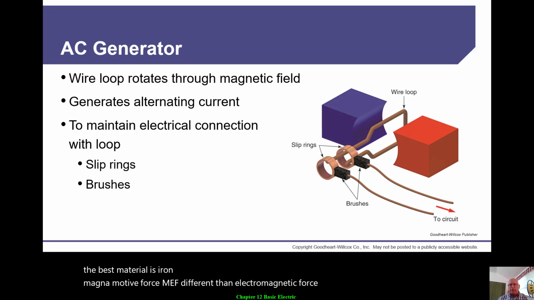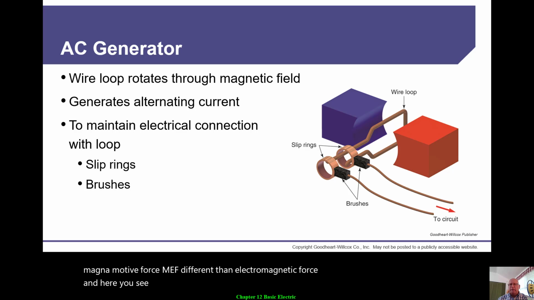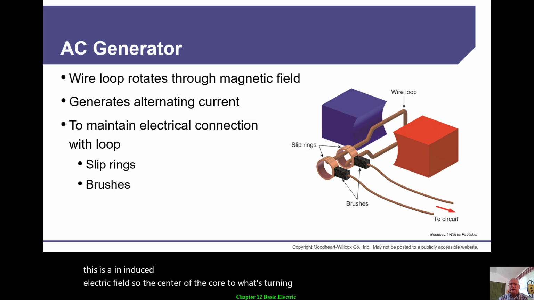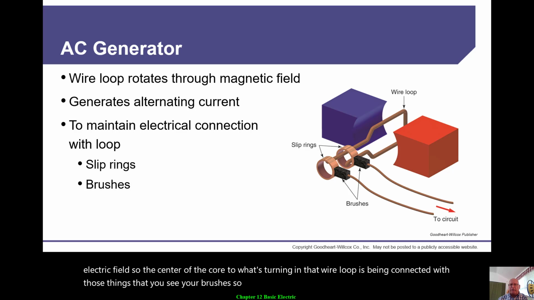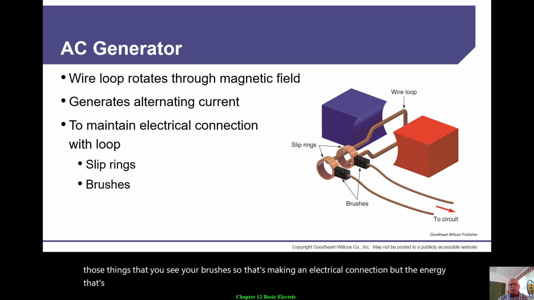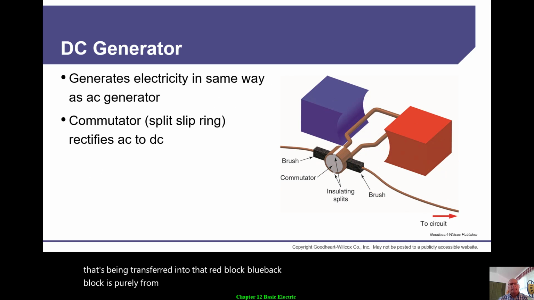And here you see an illustration. This is an induced electric field. So the center of the core, what's turning in that wire loop, is being connected with those things that you see are brushes. So that's making an electrical connection. But the energy that's being transferred into that red block, blue block is purely from induction. And in this case, this is a direct current generator.